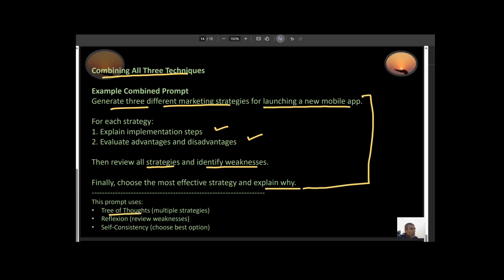It's using tree of thought. Basically, I'm asking it to give multiple strategies, right here: generate three different marketing strategies. Reflection: I'm asking you to review weaknesses. So in this instance, I'm saying identify weaknesses. Then self-consistency: choose the best option. I'm saying right here, choose the most effective strategy.